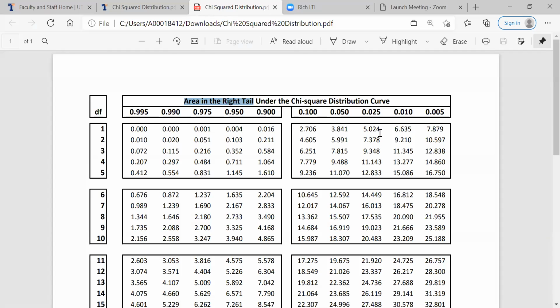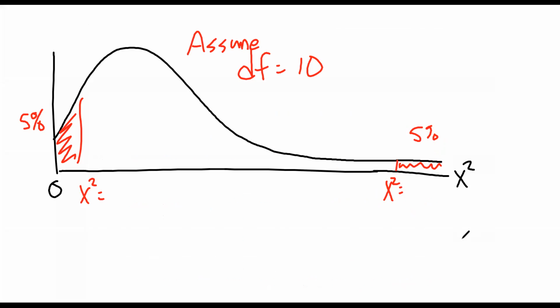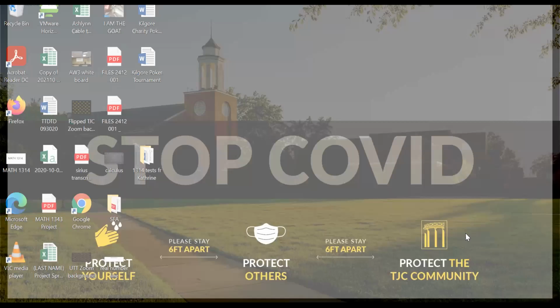All right, 5% in the right tail is right here. Look at it carefully. 10th row is down here. And so that 18.307 is our chi-squared value. I think I said 18.307. We'll go back and check in just a second. 18.307. Yes.